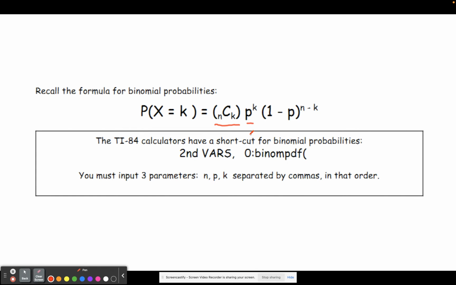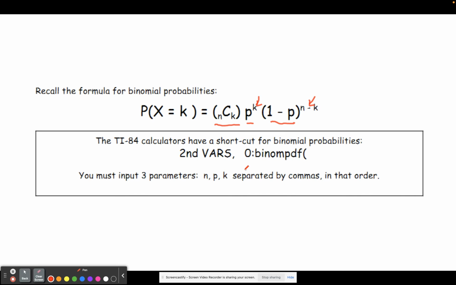P is the probability of success. 1 minus P is the probability of failure. And then we've got these exponents here, which give us the number of successes and the number of failures. So that formula is not super difficult to use, but it is a little bit time consuming, especially when you are looking for the probability of something happening or something else.